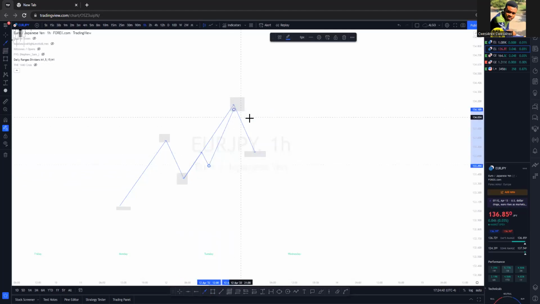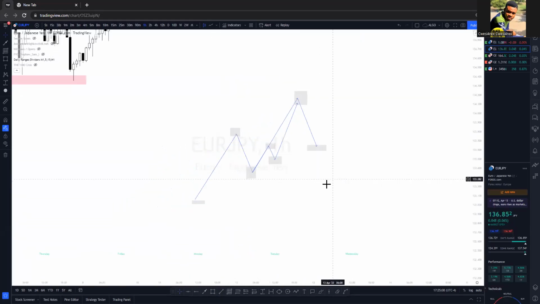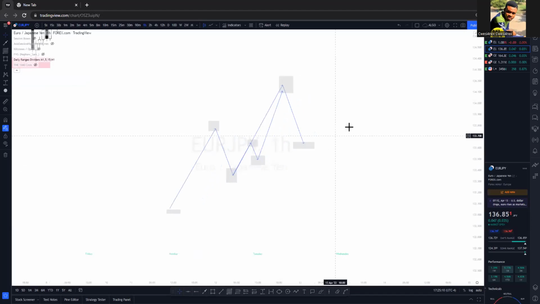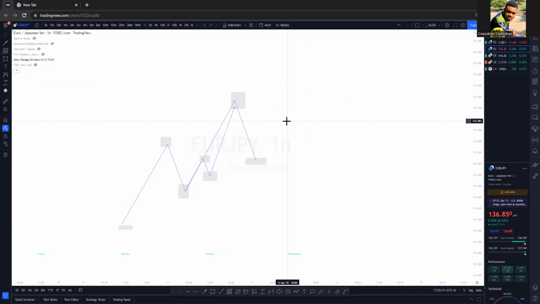It's a complex pullback because this move over here didn't break this H4 high. Are you getting it? This H1 move over here, which is a high on the H1, right? It didn't break this H4 high, right? So it becomes a complex pullback. Are you getting it? It becomes a complex pullback. Good.